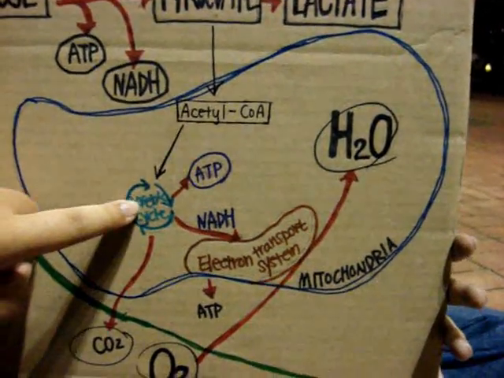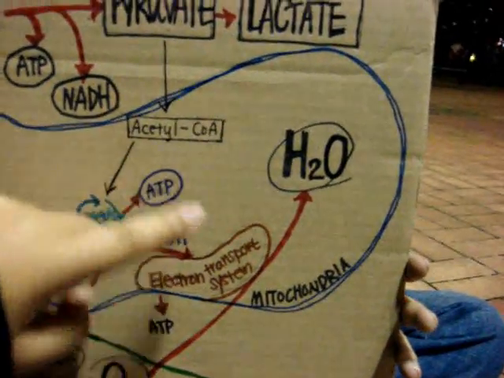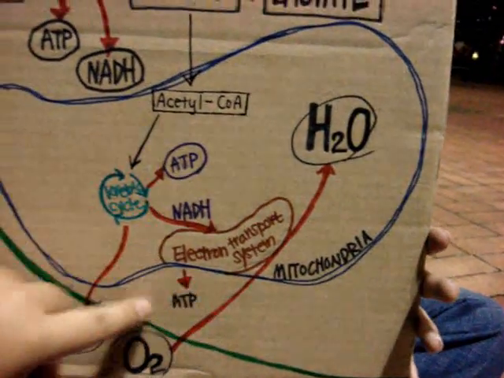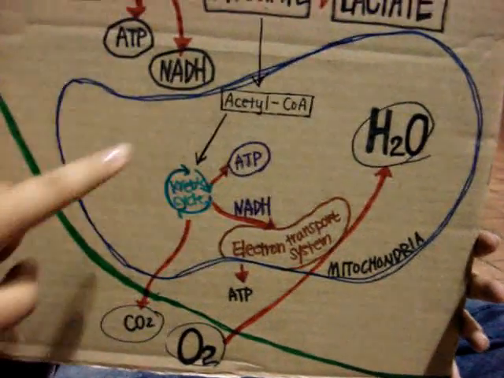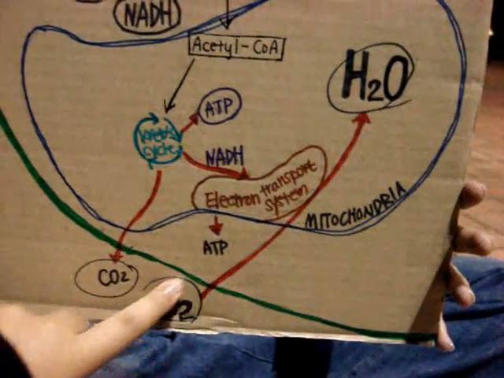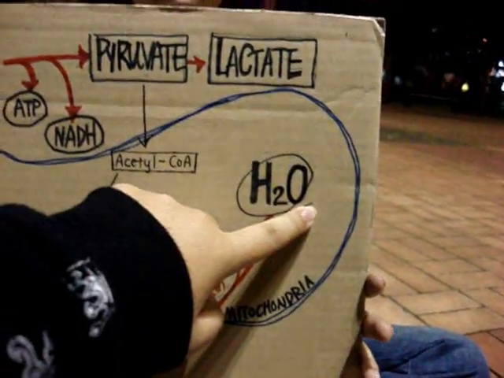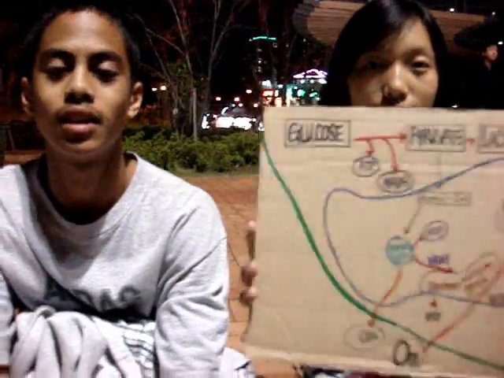The Krebs cycle releases ATP and NADH, which are forms of energy, and NADH goes to the electron transport system, which also forms more ATP, and all are energy. And the Krebs cycle has the byproduct of carbon dioxide, and we have oxygen here outside of the cell, forming water inside the cell. And we all hope you enjoyed our presentation on cellular respiration.